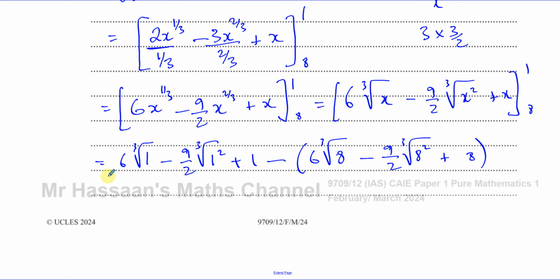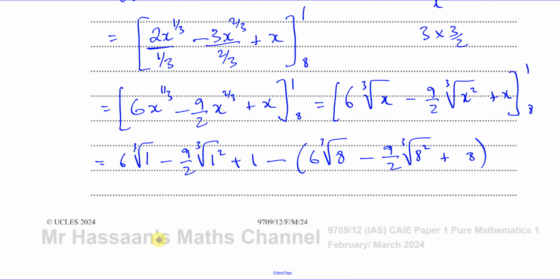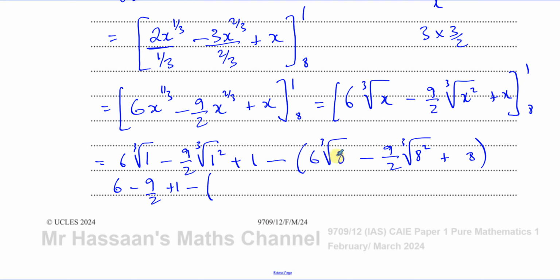So let's see what that gives us. Okay, that's going to be 6 minus 9 over 2 plus 1, minus, that's going to be 6 times the cube root of 8 is 2, that's 12, minus, that's 9 over 2 times, now the cube root of 8 is 2, 2 squared is 4, so it's 9 over 2 times 4, which gives me 18, all right? Okay, and then I'm going to have plus 8. Okay, 9 over 2. That's right.